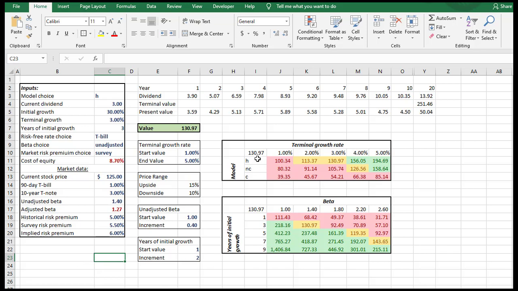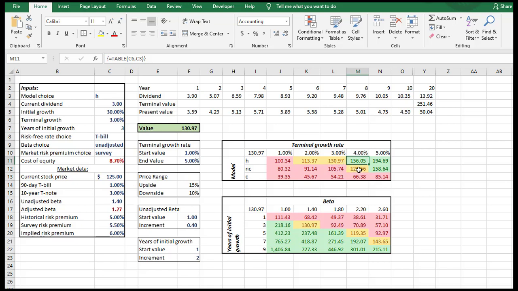Okay, the next thing I want to talk about, the data tables. Notice I have red, yellow, and green. The reason for that, I'm calculating a value right here. The price I can see in the market. This is a value that I calculate, but I'm not sure about which model to use or what terminal growth rate to use. So if I use a 4% terminal growth rate in the H model, then this is clearly a buy, because my value is 156. If that's right, I can buy it for 125. That's awesome. I'm making a lot of money.